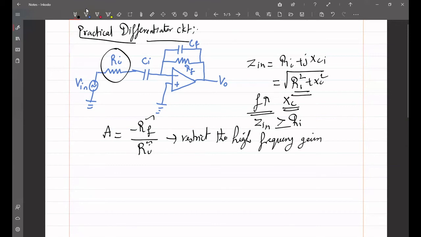High frequency gain. So by using this input resistance, we are able to suppress the high frequency gain, and we make the differentiator act as a proper differentiator operation within the gain level. And also this feedback capacitor is used to improve the stability, to maintain the stability of the system.